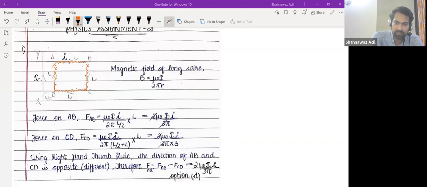So can you tell me what would be the direction of force? AB is to the right and the magnetic field is inwards, so what would be the direction of force? L cross B. Saad, you are also here. So tell me, AB direction is right, and then inside is your magnetic field. So where would be the direction of the force? Both of you tell. We have talked about this numerous times.